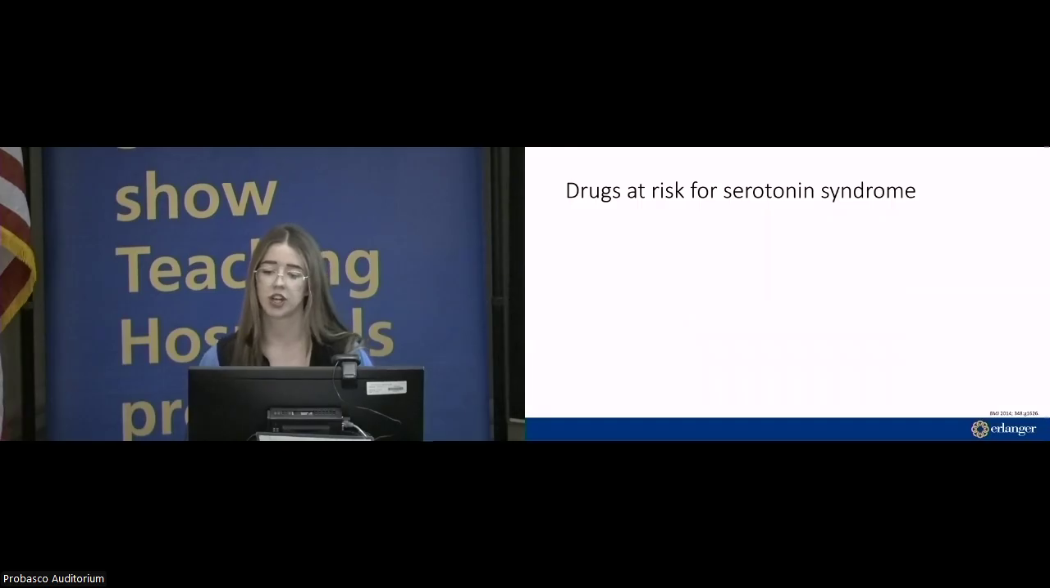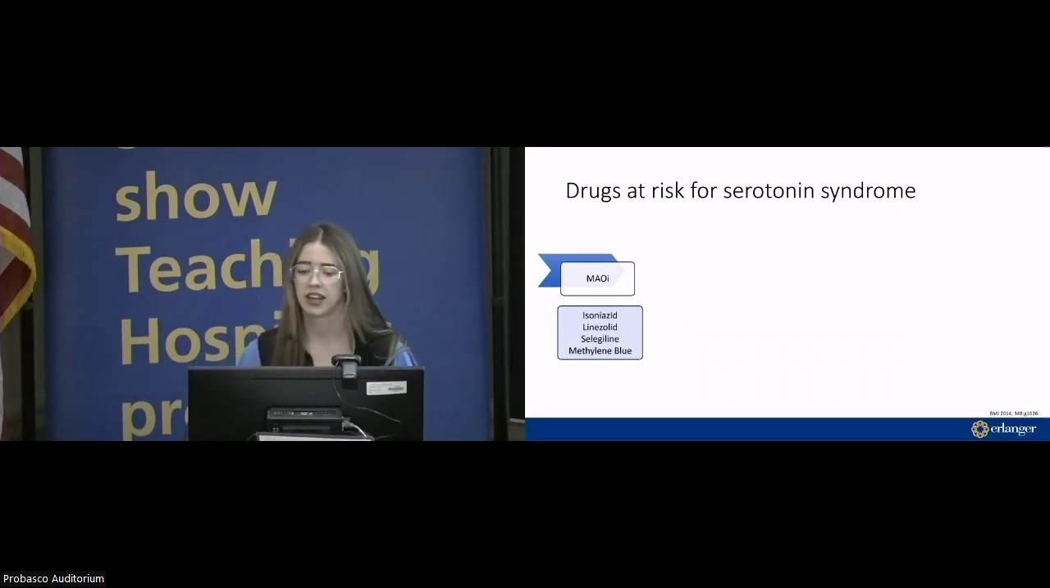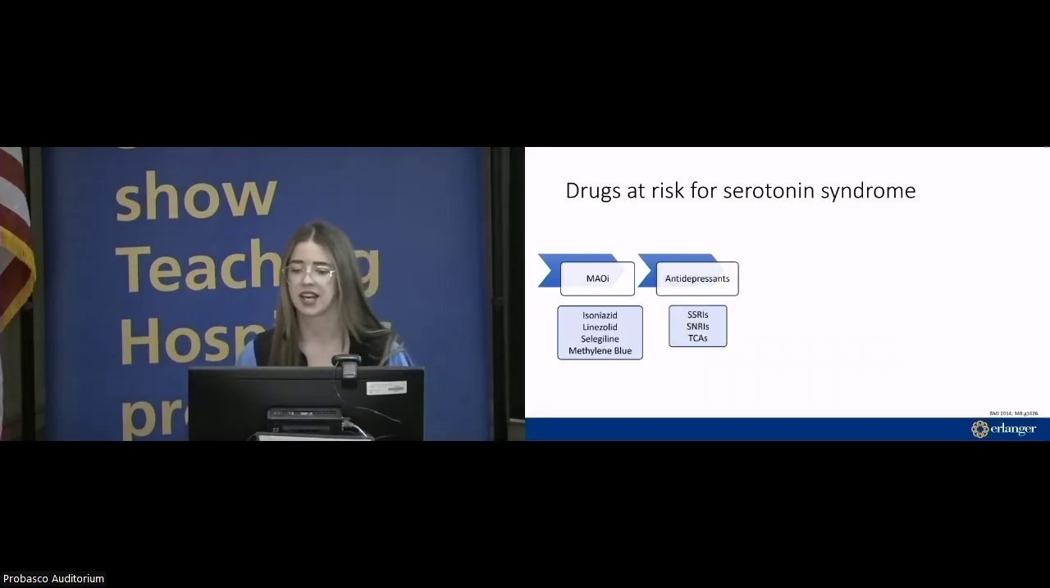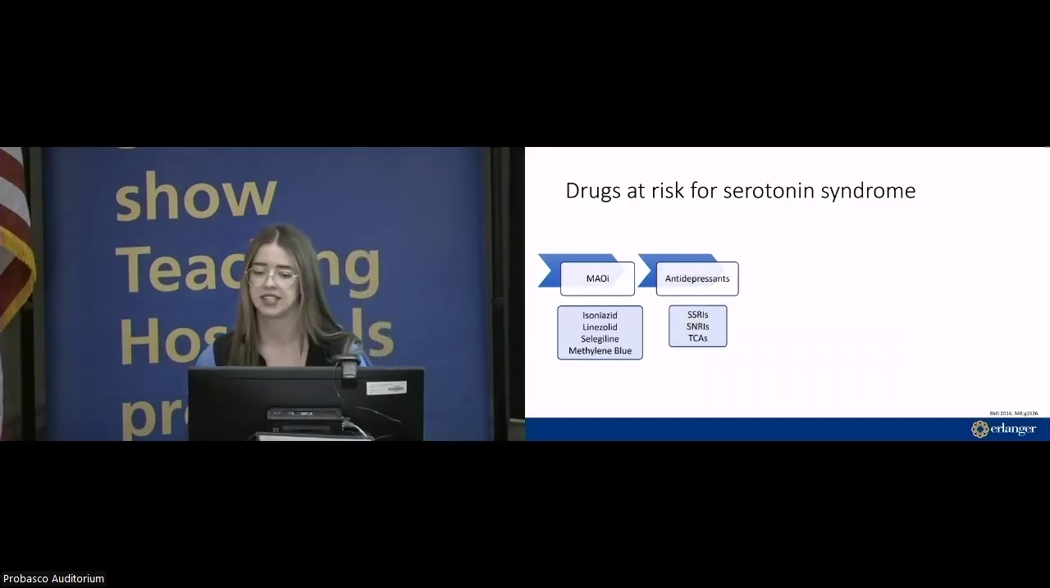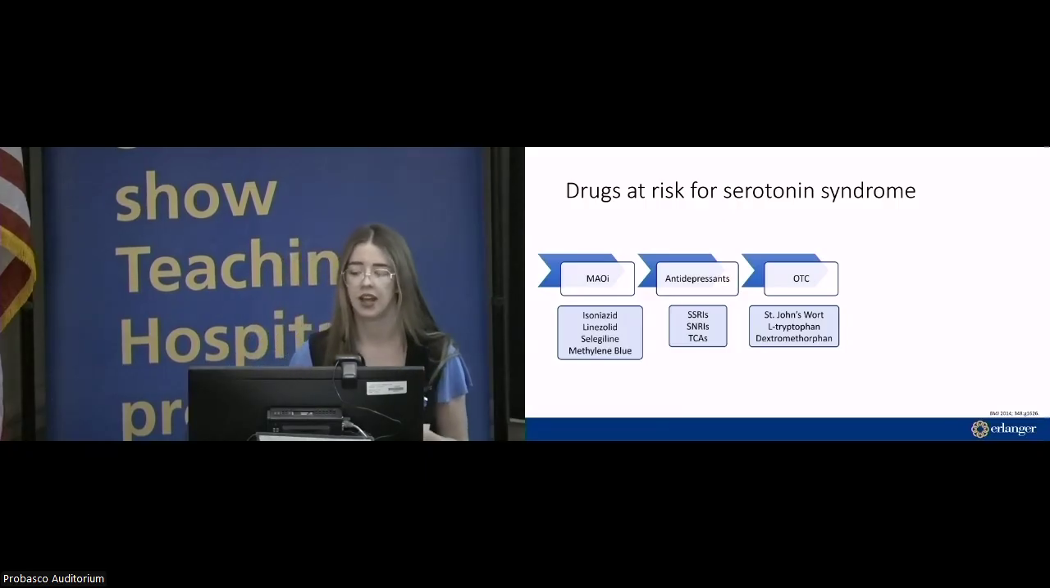Some drug classes that are associated with serotonin syndrome are MAOIs, including isocarboxazid, linezolid, and methylene blue. They're high risk because they block serotonin breakdown. Antidepressants such as SSRIs, SNRIs, and TCAs are frequent contributors, especially when combined with other agents. Over-the-counter or herbal products like St. John's wort, L-tryptophan, and dextromethorphan are often underreported, but are clinically important.